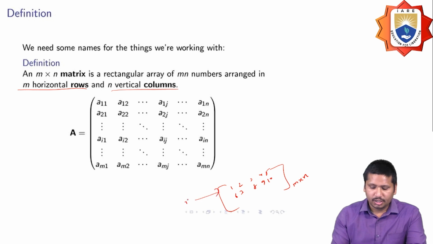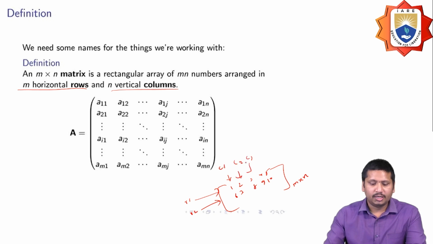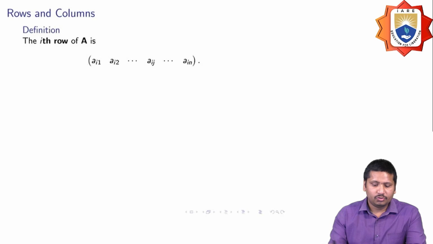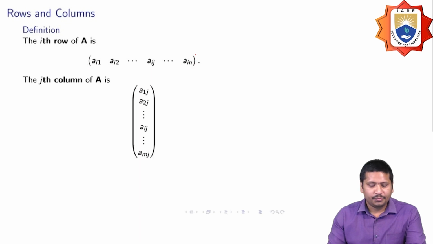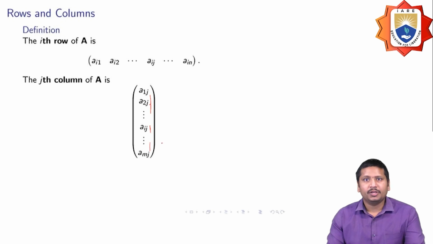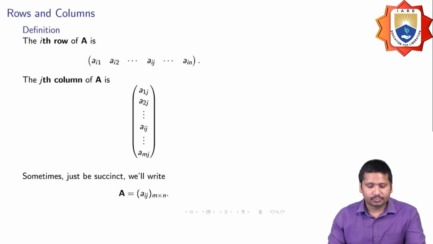So this is considered as row 1, and this one is considered row 2, and these are C1, C2 and C3 like this. So rows, how can I define that? The ith row of A is A_i1, A_i2, and so on, up to A_in. Similarly, the jth column should be A_1j, A_2j, A_3j like this. So like this I can represent it in the form of rows and columns.